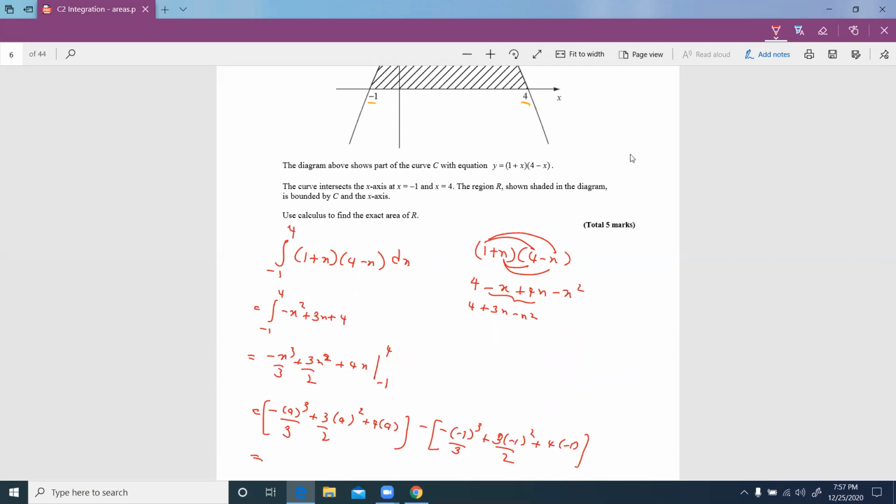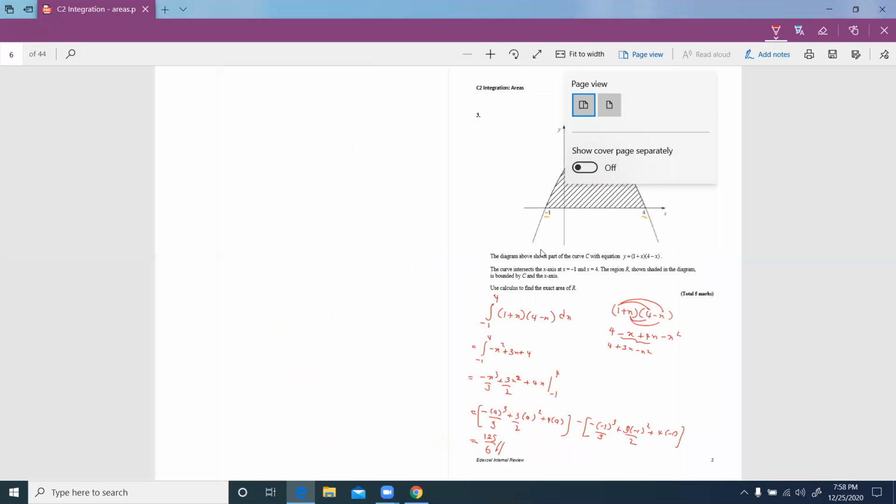If you integrate it from -1 to 4, you receive the answer 125 over 6. So the final answer becomes 125 over 6 units. So that's a way of getting this answer. This should be the final answer for that.